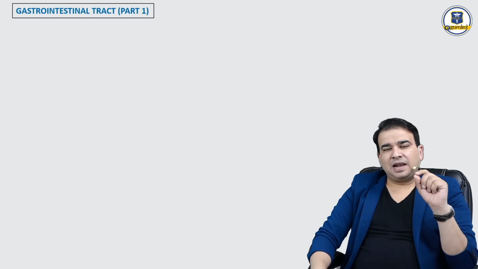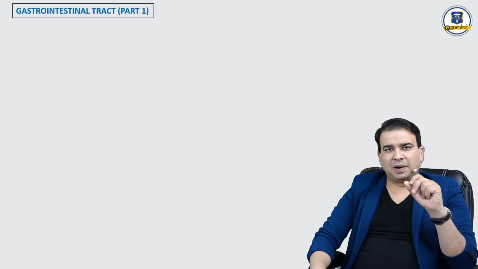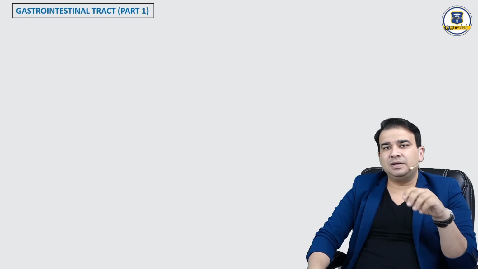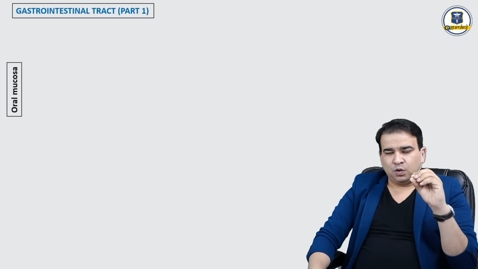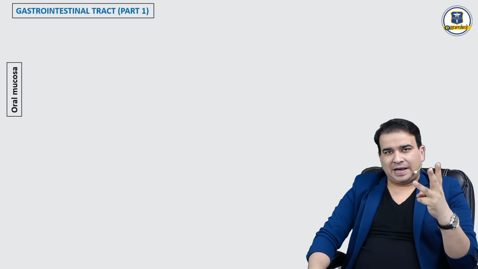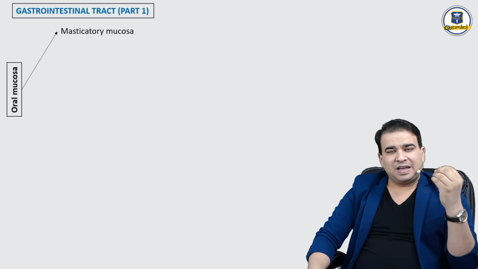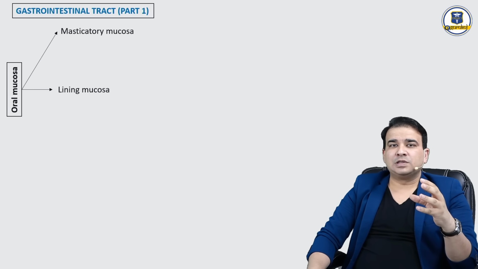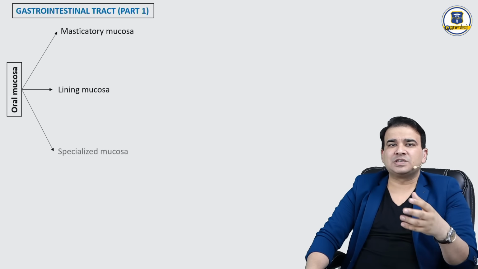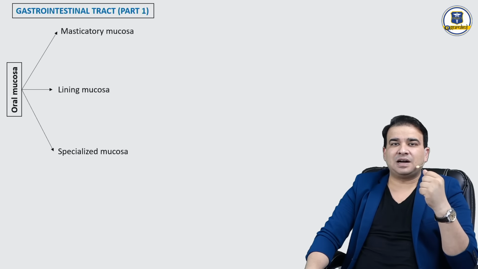We'll be discussing the lining epithelium of the GI tract in three parts. In part one, let us first start with the oral mucosa. Oral mucosa is basically of three types: a masticatory mucosa, a lining mucosa, and the specialized mucosa, which is obviously about the specialized epithelium of the tongue.